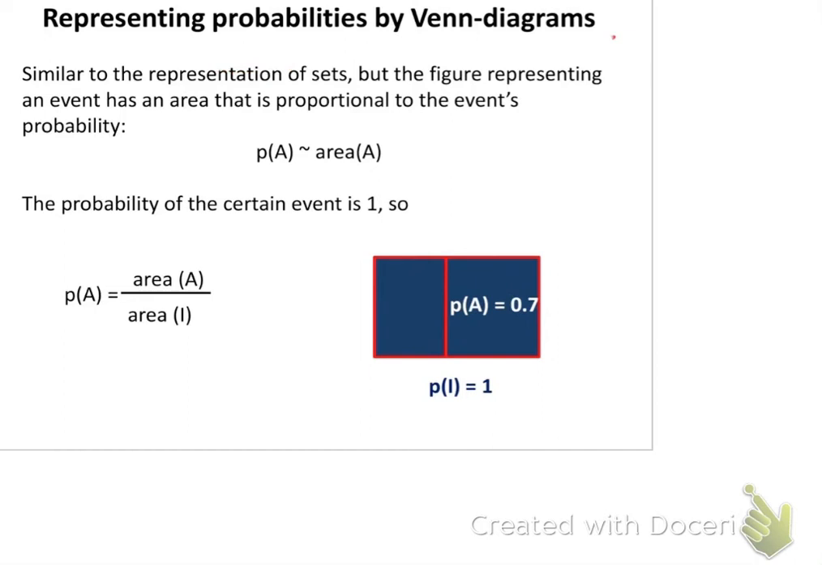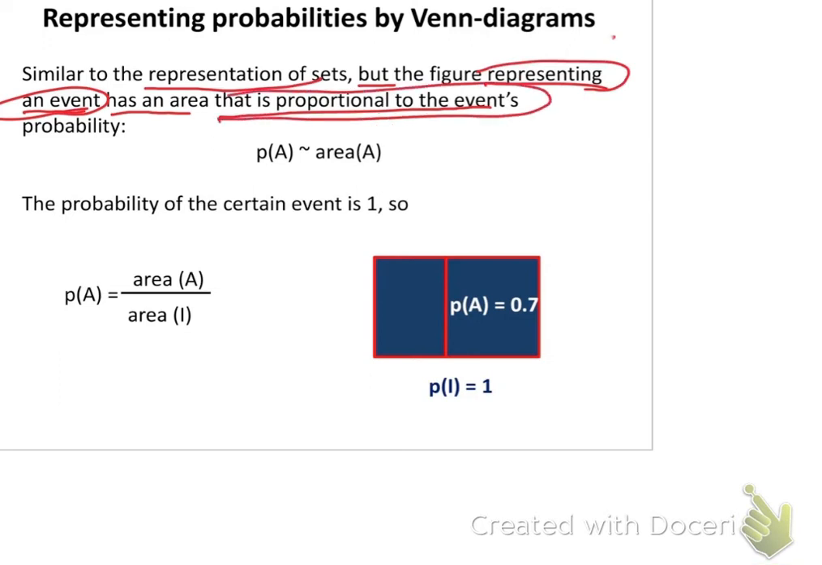Okay, so similar to the representation of the sets, the figure representing an event has an area that is proportional to the event. So in this case, the figure representing the event will have an area, and this area will be proportional to the event. So the proportion of any event is 100%, all the possible options.